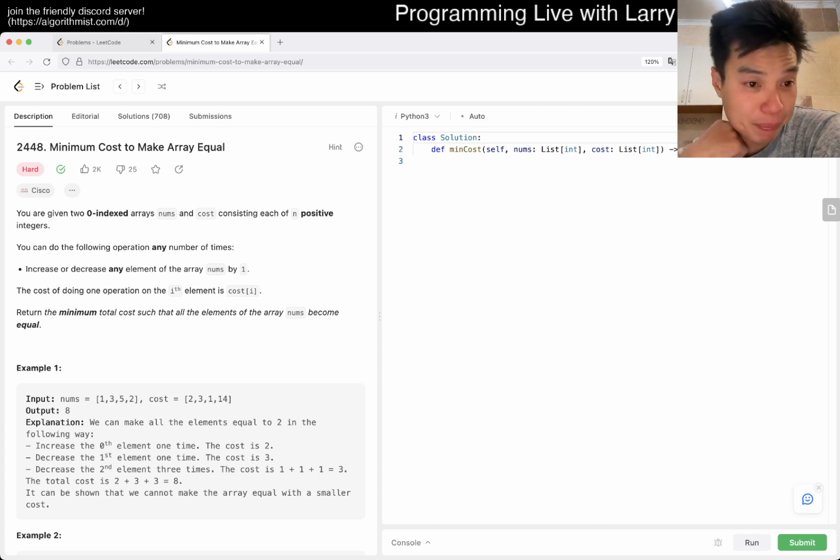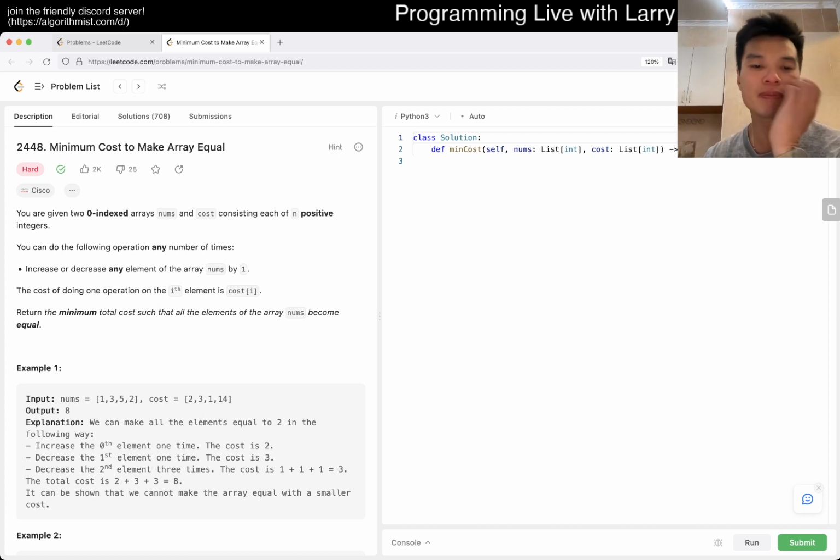You can increase or decrease any element in nums by one. The cost of doing one operation on the ith element is cost of i. Return the minimum total cost such that all elements become equal. Okay. My first intuition is sorting and then a scan line thing.